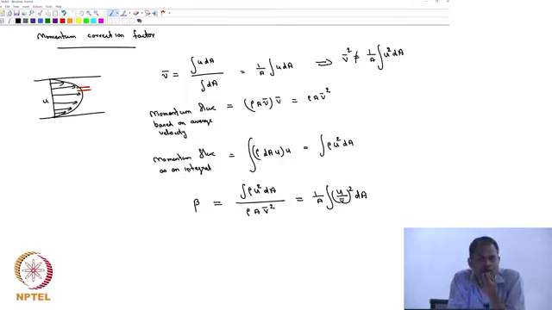For what kind of flow would you expect beta to be 1 or closer to 1? Laminar or turbulent? Turbulent, because you know that the profile is much flatter. So, the calculations are expected to be better for a turbulent flow rather than a laminar flow.